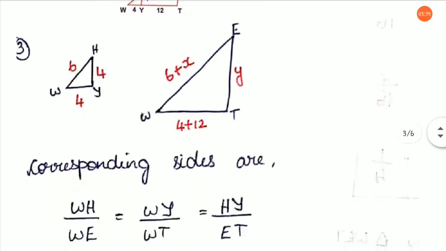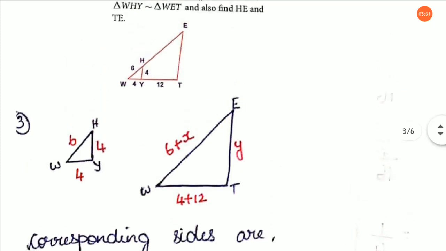Now the corresponding side for WH is WE. Okay, this is the corresponding side. Why I am saying this as a corresponding side is, look here in the question, this W, H and E is in the same line. That is why we are saying this one as a corresponding side for the triangle WHY also.